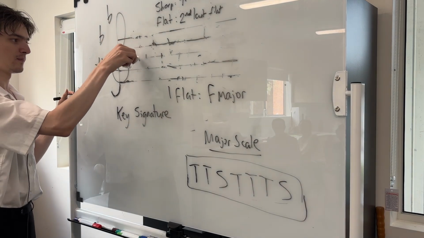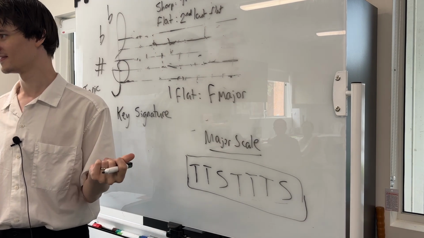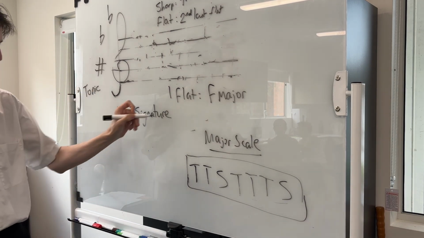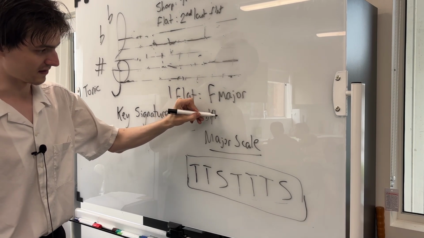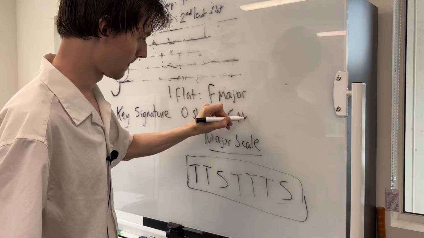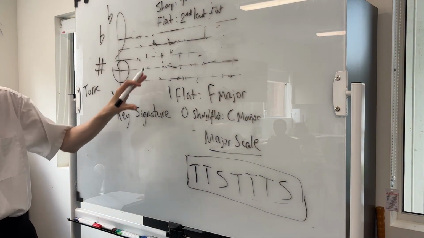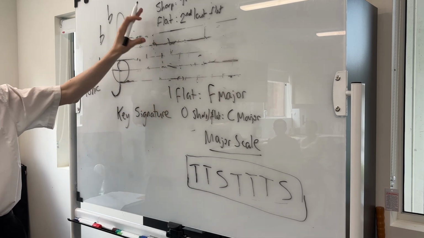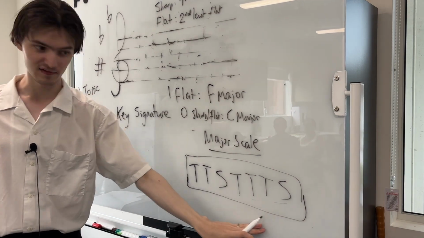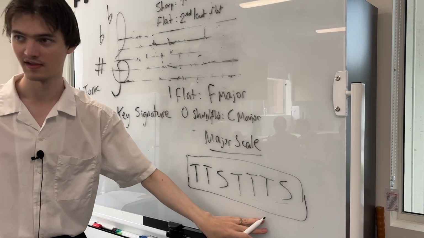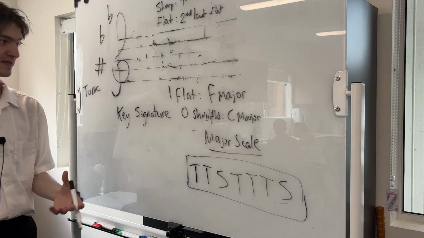And I guess there's one that was also missed out. What about when you have no flats or sharps? What's that? C major, the one we started with. Yep, so 0 sharps or flats is C major. Okay? And again, what is consistent about every single major scale, whether it's got sharps or flats in it? This formula, this description of tones and semitones. If it doesn't fit that, then you're not in a major scale. You're somewhere else. Okay?